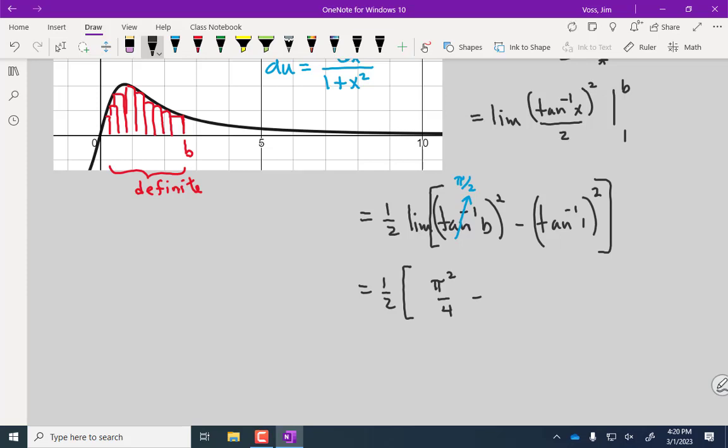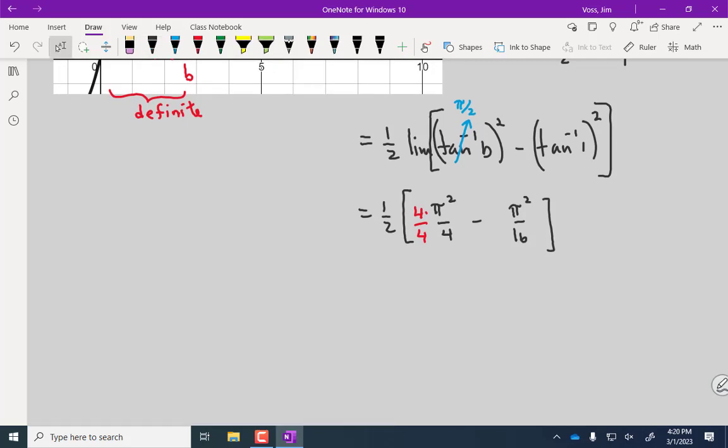And what's arctan of 1? Pi over 4. And that's going to be squared, so we're going to get pi squared over 16. That is a finite number. Multiply by 4 over 4. So we're going to get 3 pi squared over 8. No, that's not right. 3 pi squared over 32.